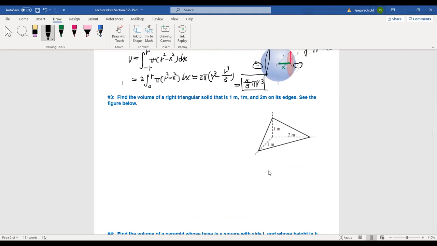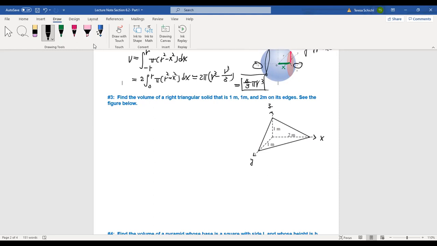All right, the triangle solid is 1 meter, 1 meter, and 2 meters on the edges here. So this is 2 meters here. Okay, so now let's try to find the volumes. First, let's say this is my x-axis, this is my y-axis, and this is my z-axis.